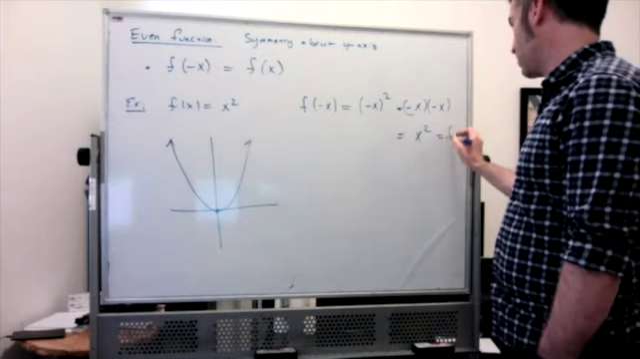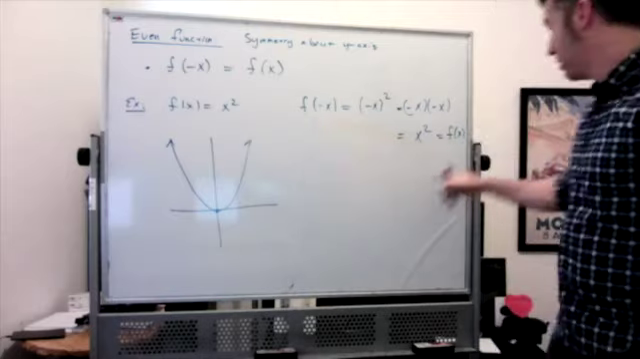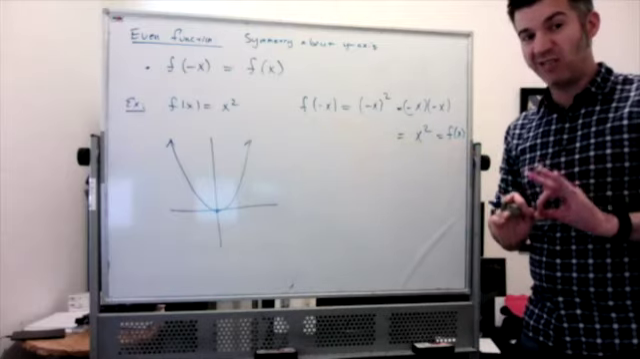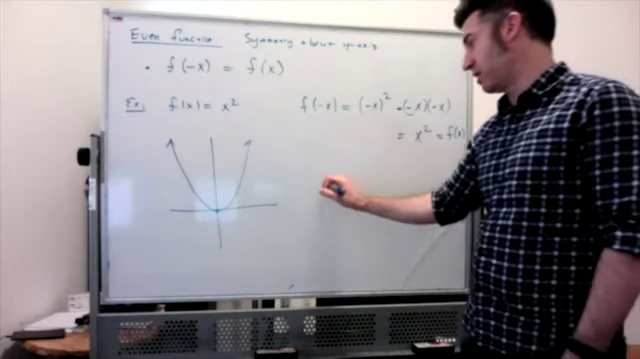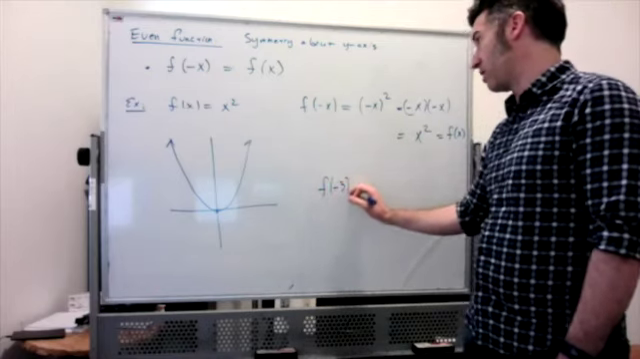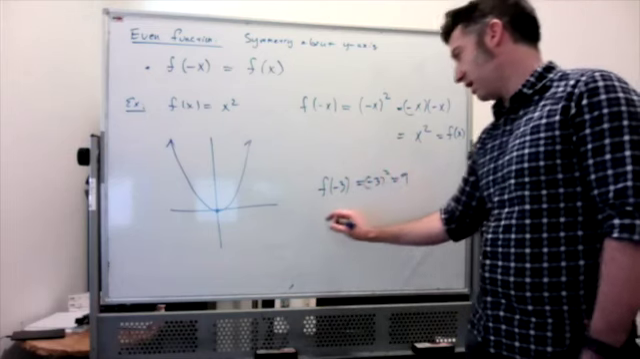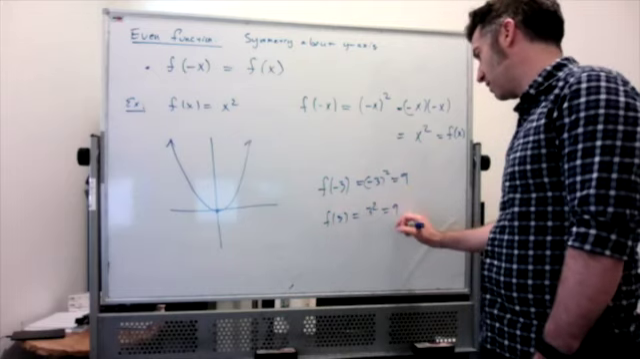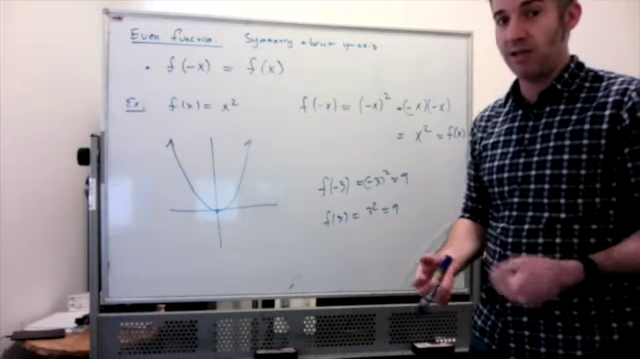But that is equal to the original function. So look, we have that f of negative x is equal to f of x. I want to stress here, you can't just pick a point and say it works at one point. If you say that this function's even because f of negative 3 is equal to negative 3 squared, which is 9, and f of 3 is equal to 3 squared, which is 9, that is some evidence that what we think is true, but it's not a proof.